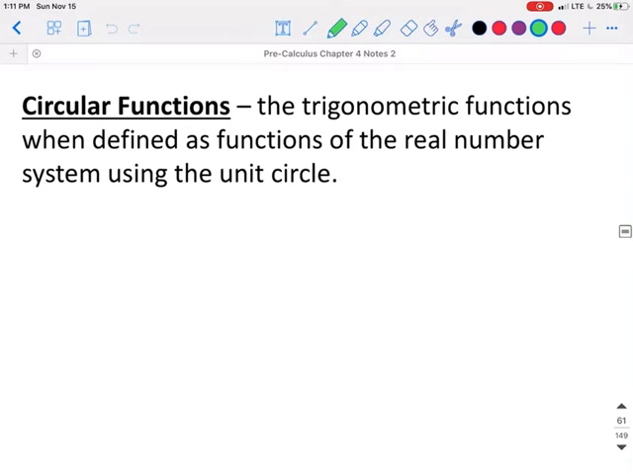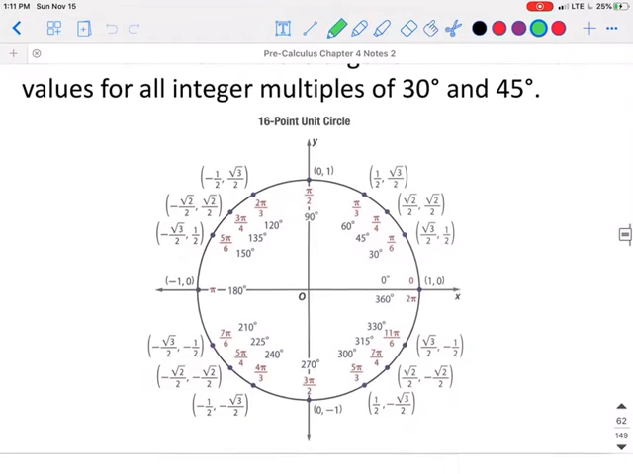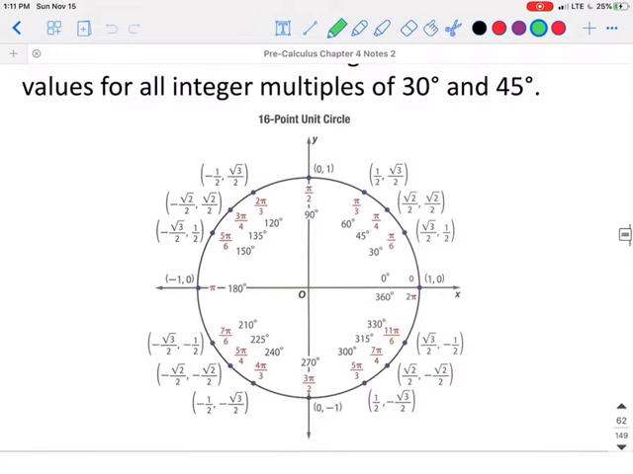A circular function is the trigonometric functions when defined as functions of the real number system using the unit circle. So here is the unit circle. This has the 16-point unit circle. These are the 16 most commonly found angles. They are written in degrees and they are written in radians.